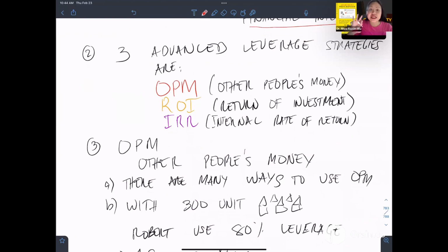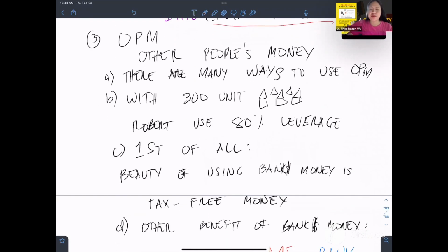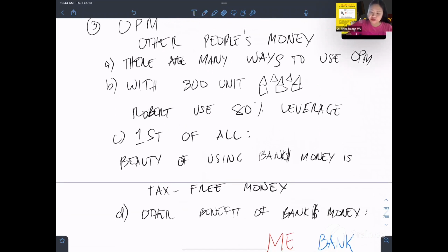Now, the three advanced leverage strategies are the leverage of OPM, or other people's money. Another advanced leverage strategy is ROI, or return on investment. And the third advanced leverage strategy is the internal rate of return, or IRR. So OPM, or other people's money. There are many ways to use other people's money.